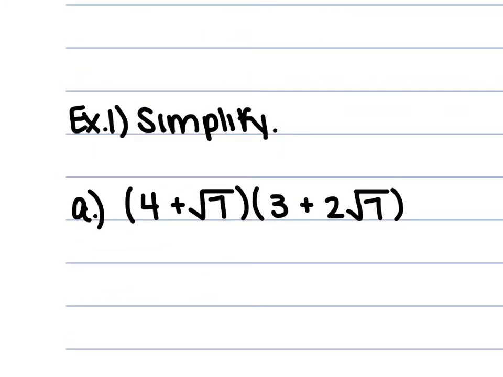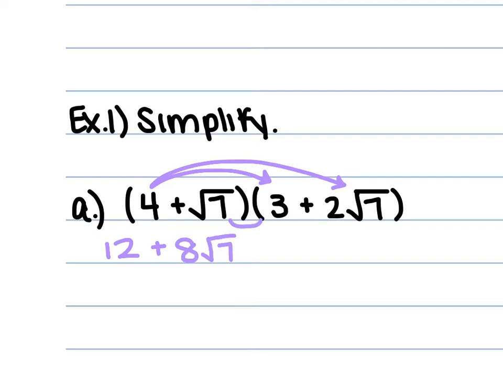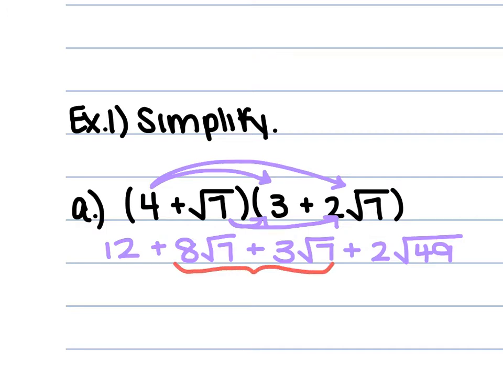So first, inner, outer, last, we're going to do the 4 times 3, which is 12. Then we have 4 times 2 square root 7, which is going to be 8 square root 7. Then we're going to do the square root 7 times 3, so that's 3 square root 7. And lastly, the square root of 7 times 2 square root 7, which is going to be 2 square root 49. Now, simplify these. If you have like terms, which you do, combine those like terms.